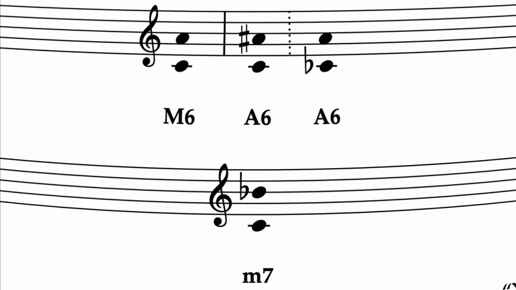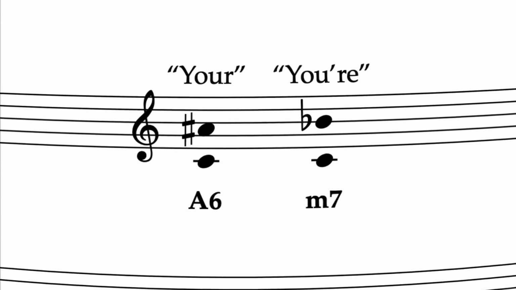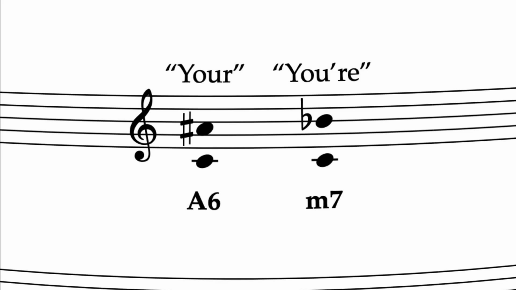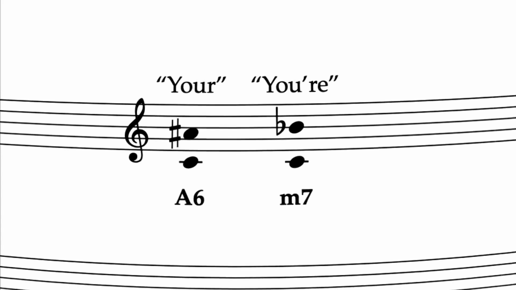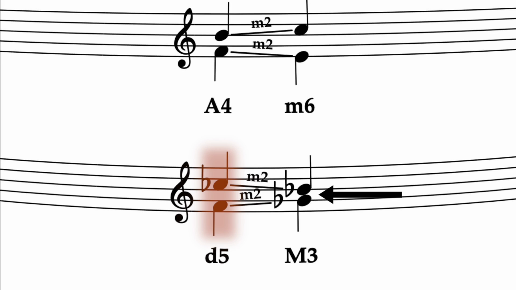This is analogous to the linguistic concept of the homophone. This means that they mean different things. Think of the augmented sixth as your, and the minor seventh as you're. Spelling is important because of the way that voice leading works. The tritone, depending on how it's spelled, either compresses into a major third, or outwards to a minor sixth. This is good voice leading because there's strong resolution in stepwise motion from a dissonance to a consonance.